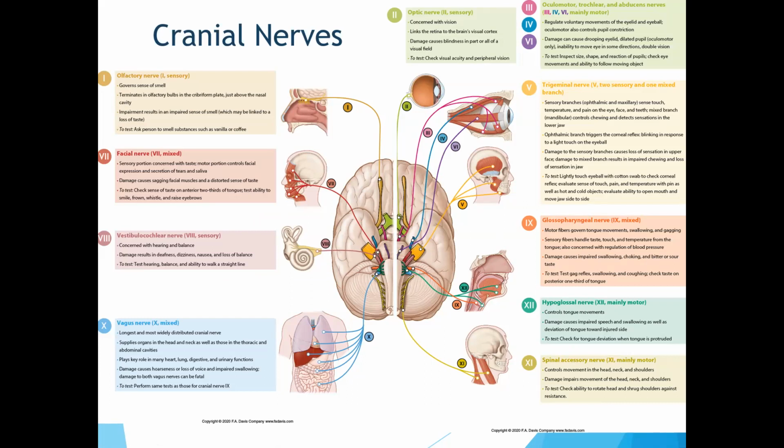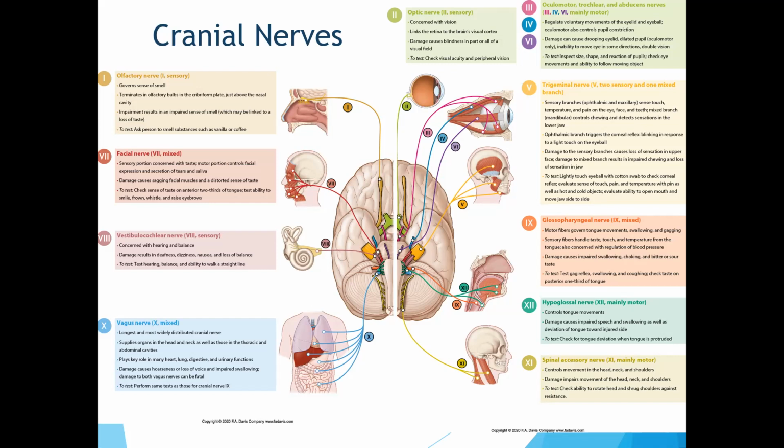It's a very big cranial nerve compared to the others in terms of how far it spreads, because it goes all the way to your lungs, your heart, your digestive system, and your urinary system. So an extremely important nerve. It also supplies some organs in your head as well.